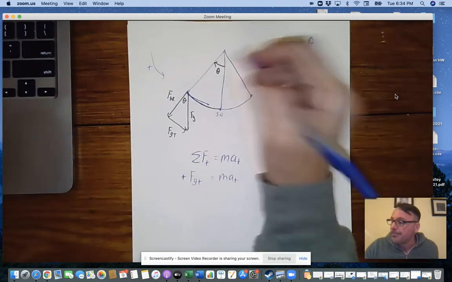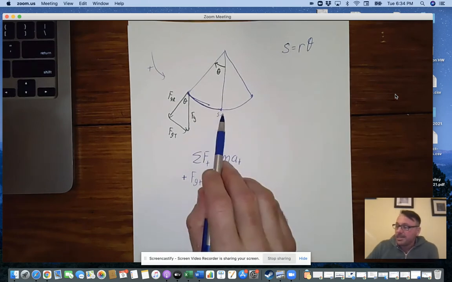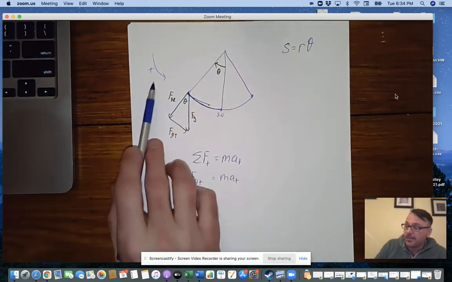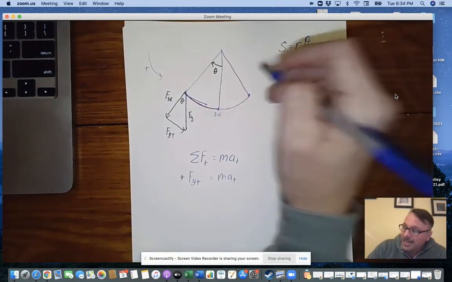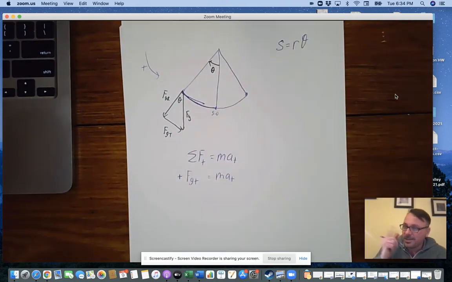So here's the thing though. What direction is positive? Notice this thing is starting at a negative s because I said this direction was positive in order to get the F_gT positive. Notice here, theta then is negative as well because I'm starting at a negative theta. So that's going to become important in a couple of minutes.